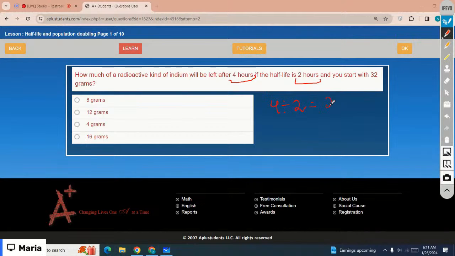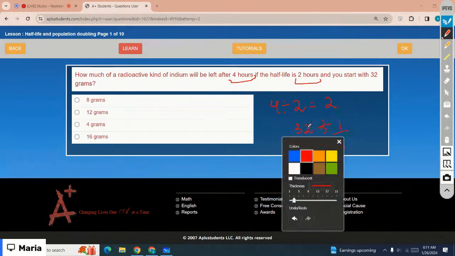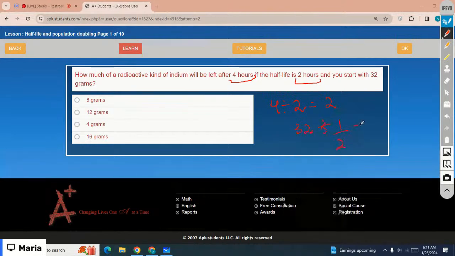4 divided by 2 is 2. That means you need to calculate the two half lives of the indium. So 32 divided by 2, that's the first half life. That would be 32 divided by 2 is 16. That is the first half life.